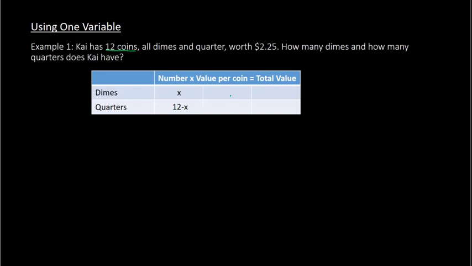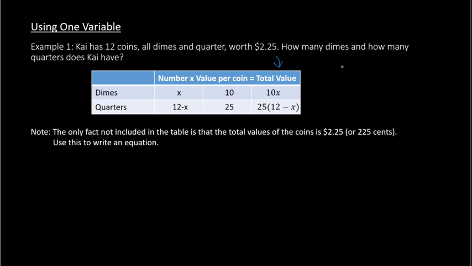And then we can find the value per coin to be 10 cents for dimes, and then 25 cents for quarters. Then multiply both of those columns together to get your total value. So here we'd have 10 times x, and then over here we'd have 25 times 12 minus x. Now, once we have this information, we can then use this total column to create our equation. So we note that the only fact that is not included in the table is the total value of the coins, and that is the 225, which is 225 cents.